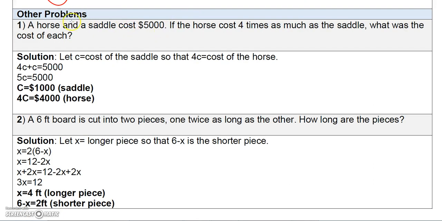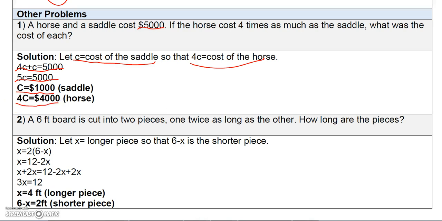Okay, let me finish these 2 problems as quick as I can here. A horse and a saddle cost $5,000. The horse cost 4 times as much as the saddle. What was the cost of each? Let C be the cost of the saddle, then 4C is the cost of the horse, and add those 2 up, and they got to equal the $5,000. So 4C plus C is 5,000, so that means 5C is 5,000. Divide both sides by 5, and so C is 1,000, and since the horse is 4 times that, the horse would be 4,000.